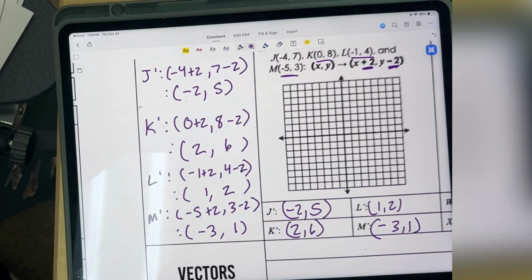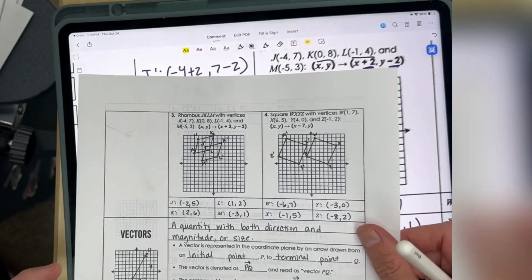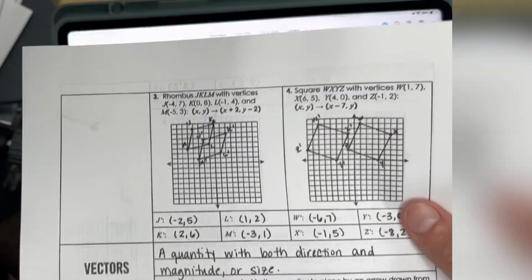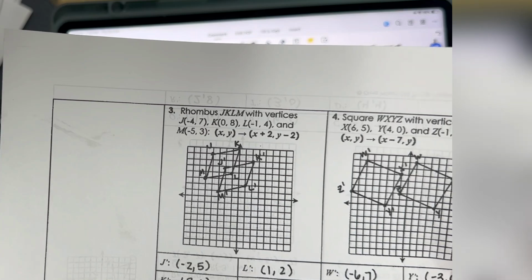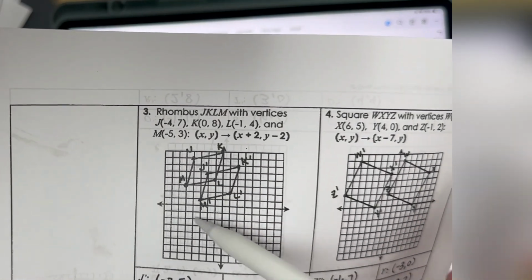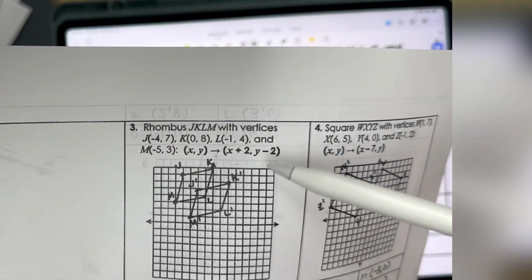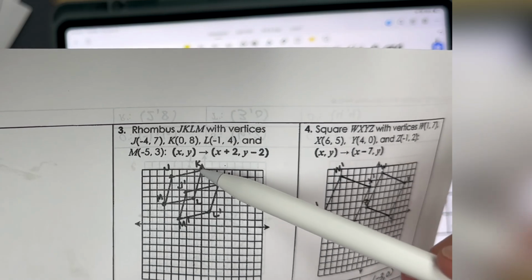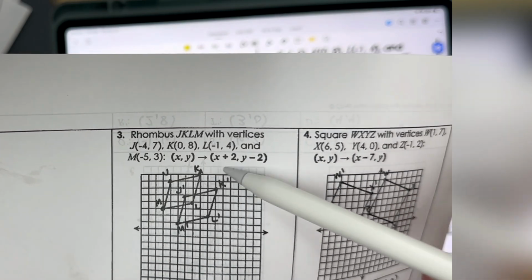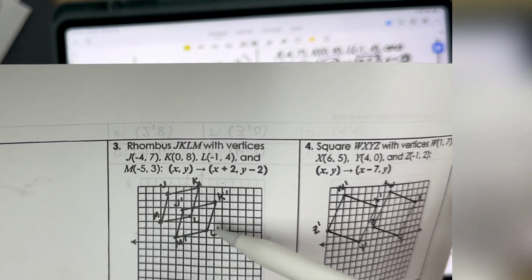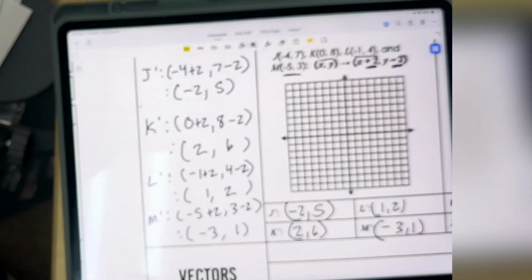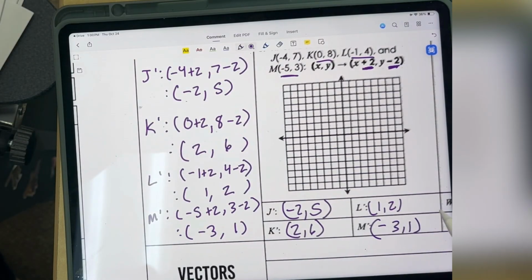Okay, if you want to see a picture of what this all looks like, here's one right here. You can kind of see there's a translation from one to the next. These ones overlap, and that's fine. Okay, they can overlap. It still had the same translation. It still went right 2, down 2. You can see the K's, the J's, the M's, and the L's. They all went right 2, down 2. All right, let's do the next one.